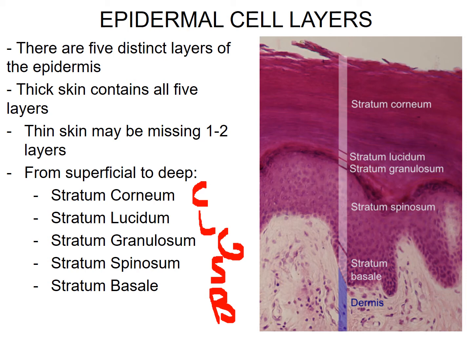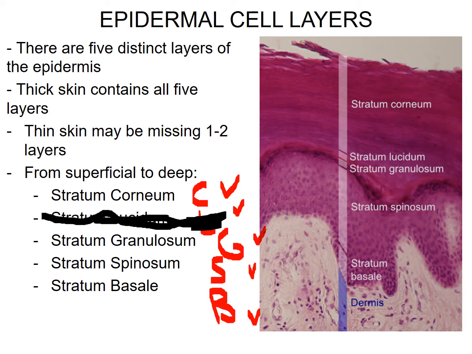So the one that I was always taught was, come, let's get some bacon. And if you remember, come, let's get some bacon. Yes, it's silly, but you know the order. It goes CLGSB: corneum, lucidum, granulosum, spinosum, basale. Now, once again, in the case of thin skin, this stratum lucidum is not present. So in that situation, we would just come get some bacon.